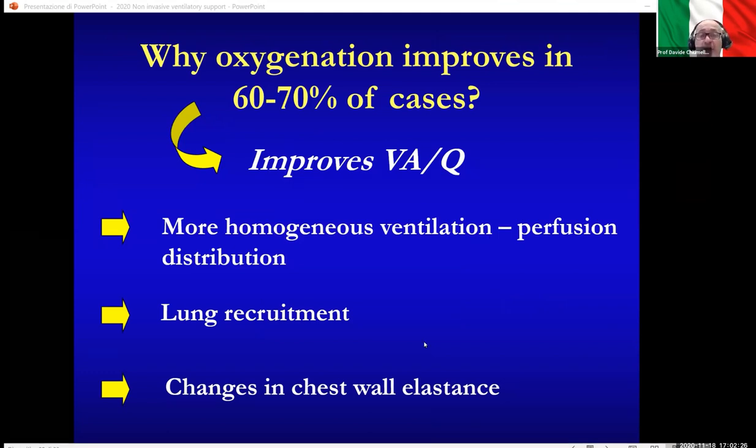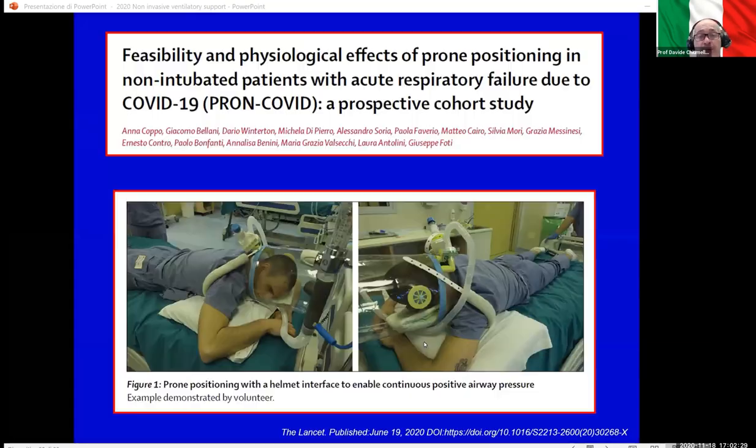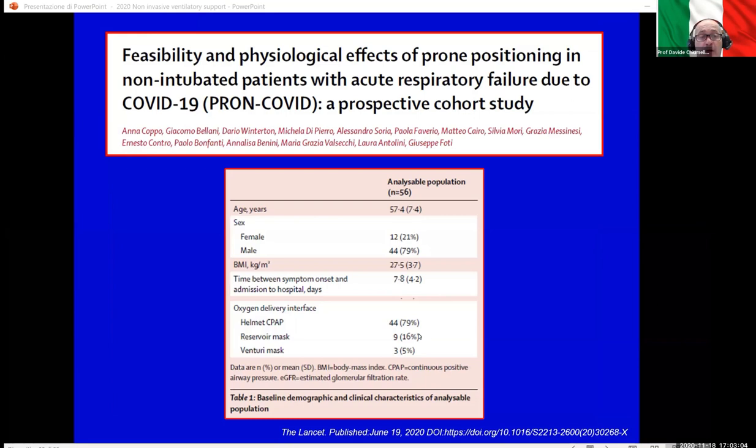There are, at the present time, no data from a randomized controlled trial on the use of prone position in patients with COVID-19 during non-invasive ventilatory support. This was one of the most recent studies. This is how the patient can be put in prone position. This was a single center study, only 55 patients, and the majority of the patients were treated by helmet and the minority with only oxygen therapy.